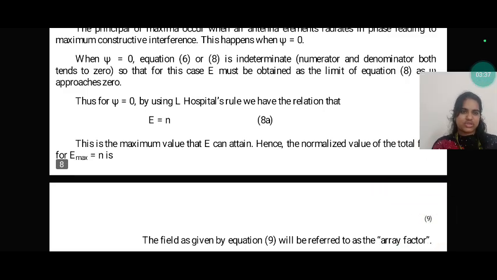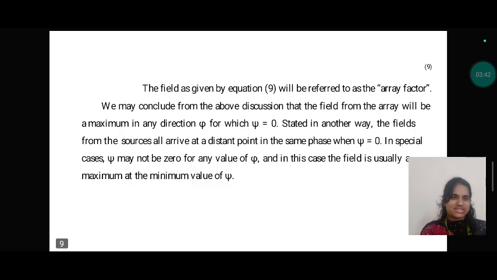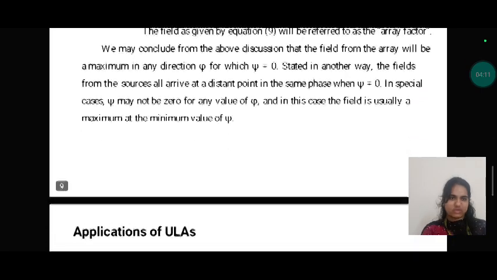Hence, normalizing the total field by E max = n gives the field of equation 9, which we refer to as the array factor. We may conclude from the above discussion that the field of the array will be a maximum in any direction for which psi equals 0. Stated another way, the fields from all sources arrive at a distant point in the same phase when psi equals 0. In special cases, maxima may also occur for other values of psi.